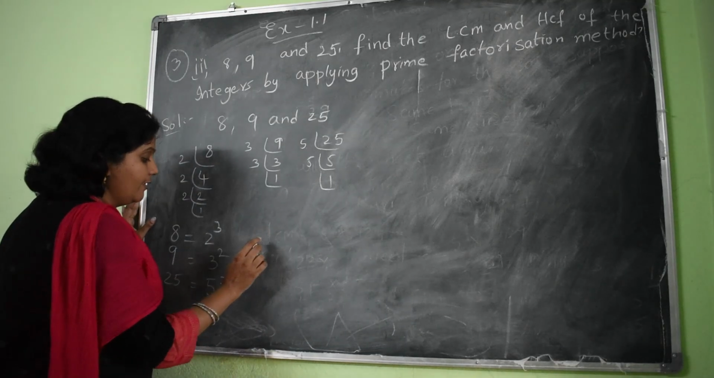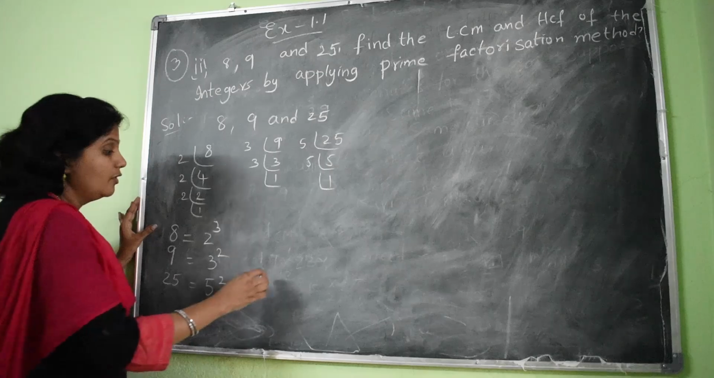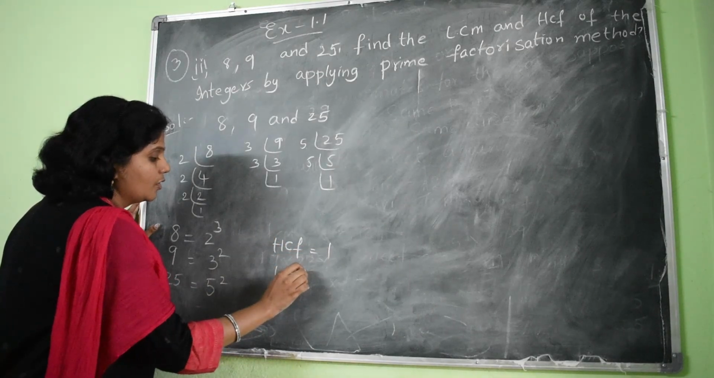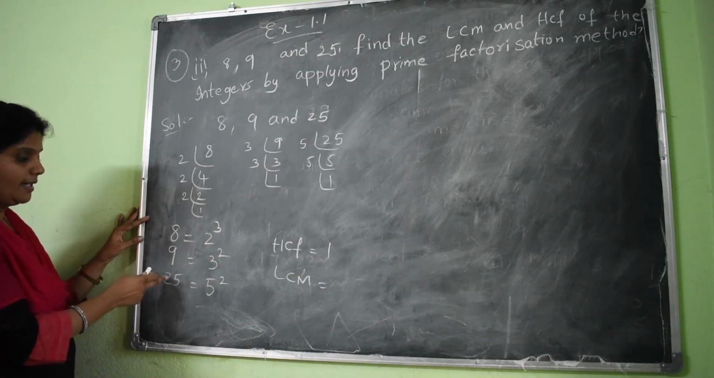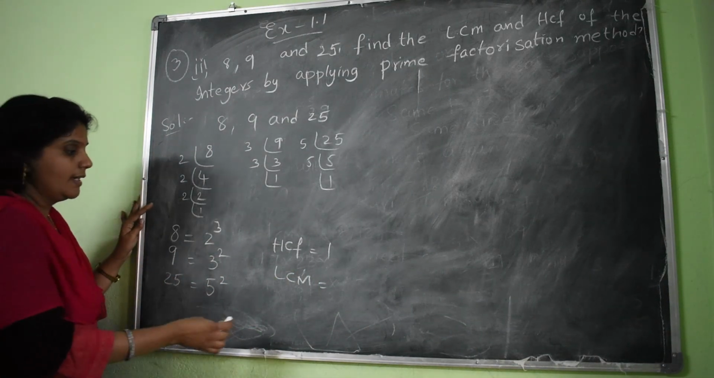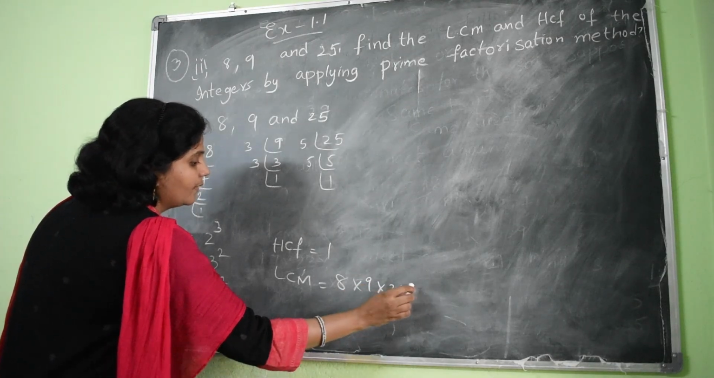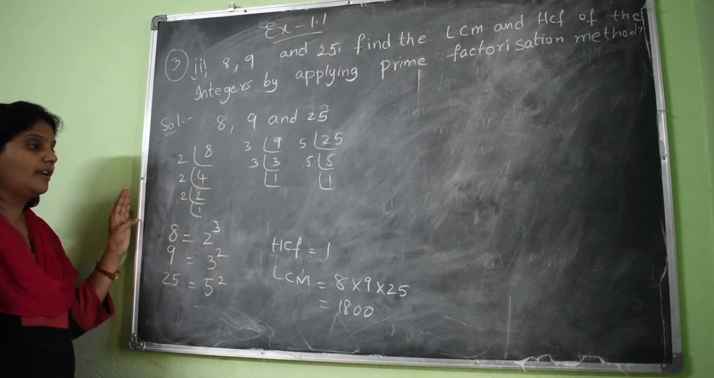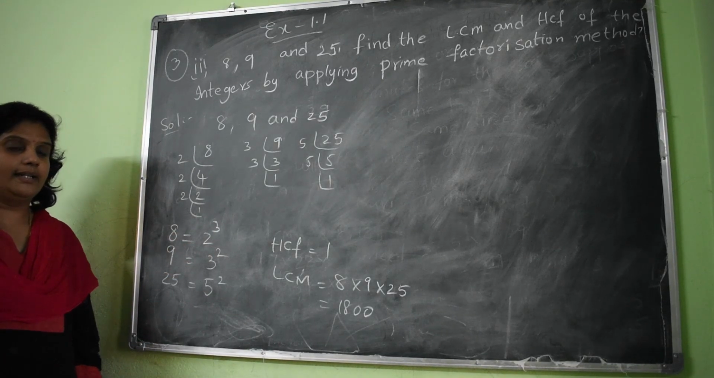Now, what is the HCF for this? Any common factor in these three numbers? No. So HCF for these three integers is nothing but 1. So what is the LCM for these three integers? 2 cube is 8, 3 square is 9, 5 square is 25. So LCM is nothing but 8 into 9 into 25. So that is 1800. So HCF value for these integers is 1 and LCM for these integers is 1800.